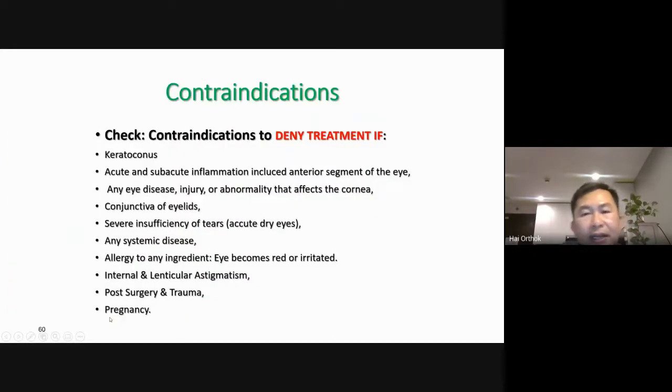So the contraindications for the AutoK treatment, I will skip, and you can read them at home.